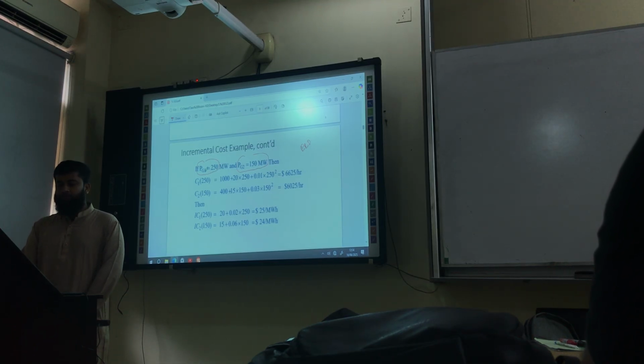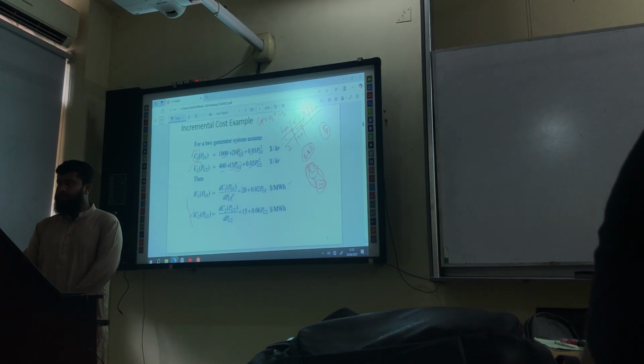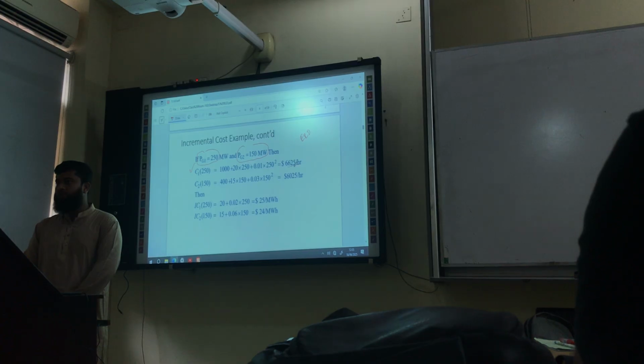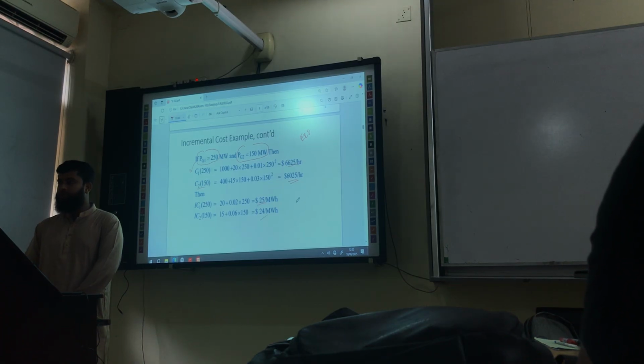Now, if you put these two values in your cost functions and the incremental cost functions, then you can get the exact amount of fuel cost as well as the incremental cost. Okay. So put the Pg1 value in the first expression, then you will get C1, then C2 will be this, right? And what will be the incremental cost? It will be this. Okay. Can you see this? And you have to write the units correctly. The cost will be dollar per hour, and the incremental cost is dollar per megawatt hour. Okay. You understand this?